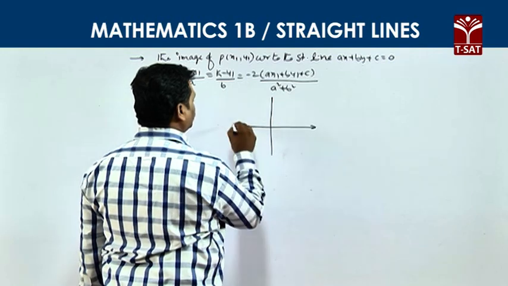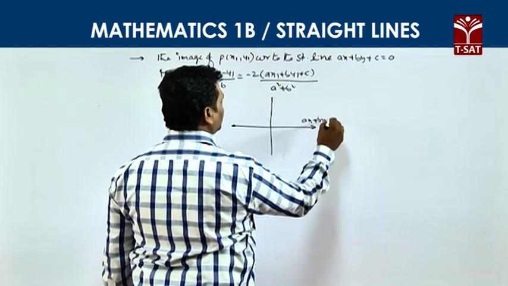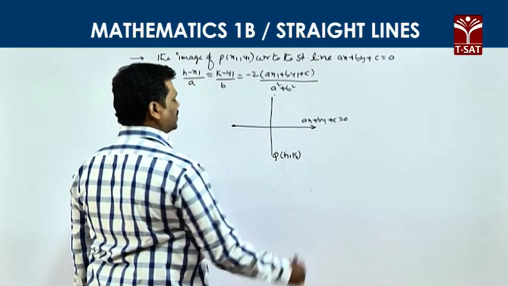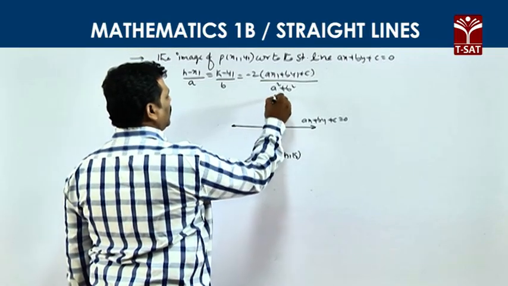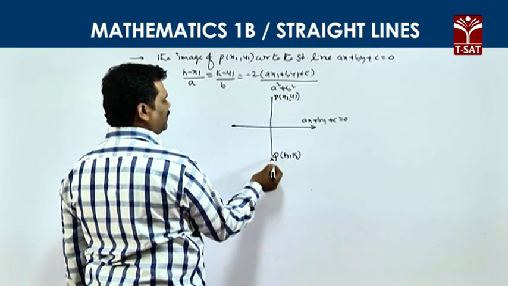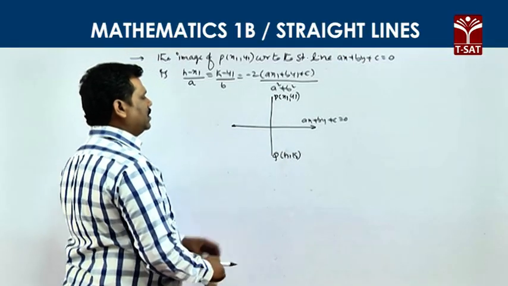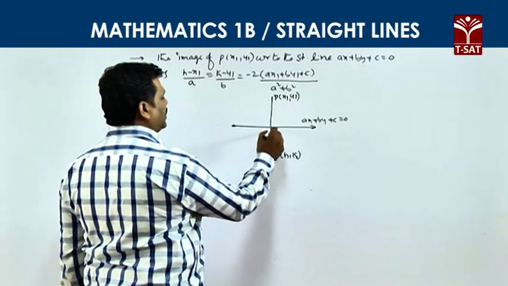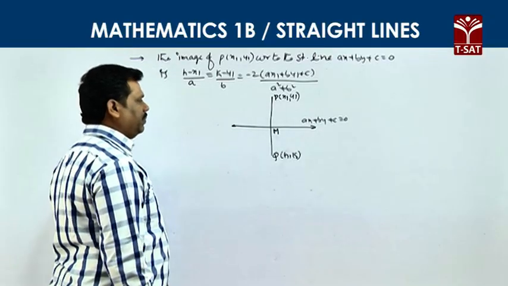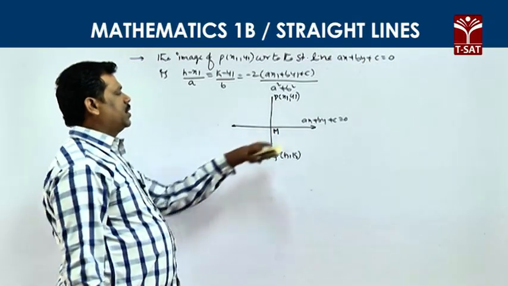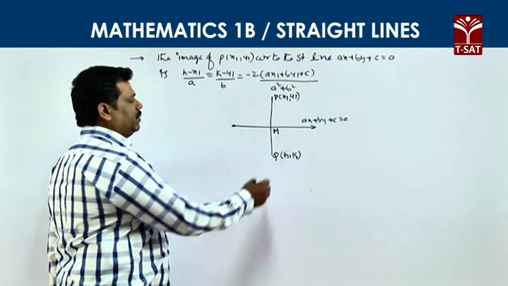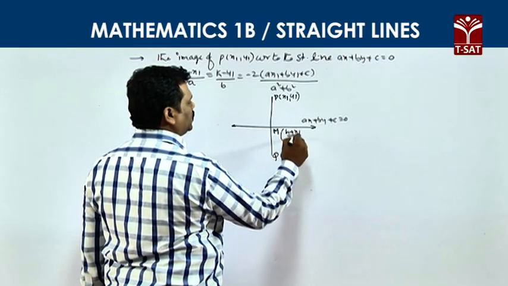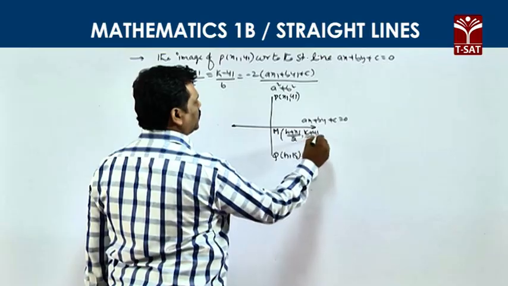This is the straight line ax + by + c = 0, and let Q(h, k) be the image of P(x1, y1). So here Q(h, k) is the image of P(x1, y1) with respect to the straight line ax + by + c = 0. Let M be the midpoint of PQ, and it also lies on ax + by + c = 0. What is the midpoint of these two points? We get ((h + x1)/2, (k + y1)/2).